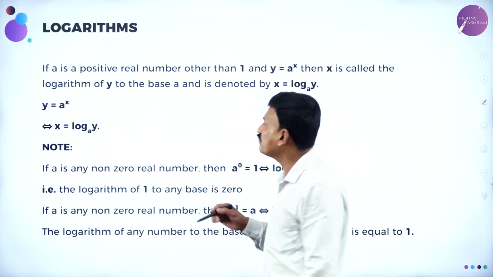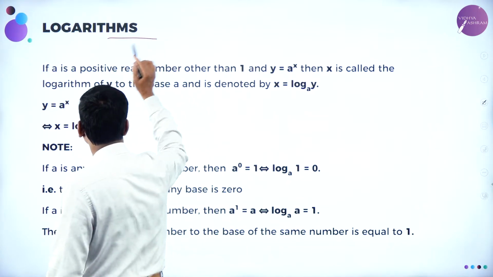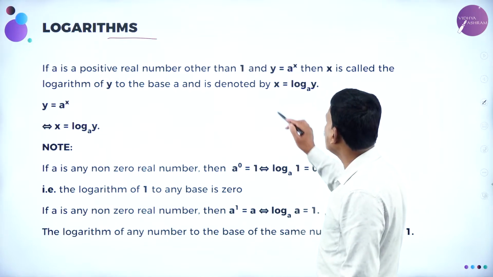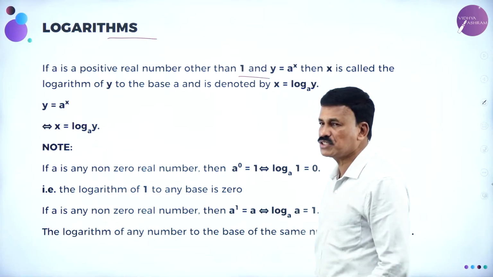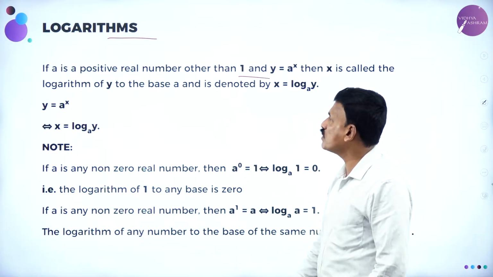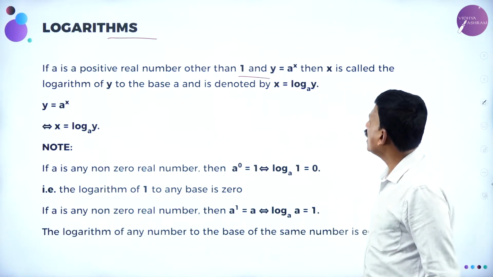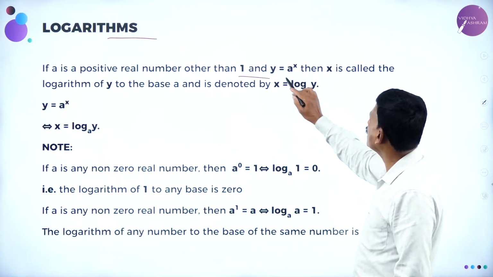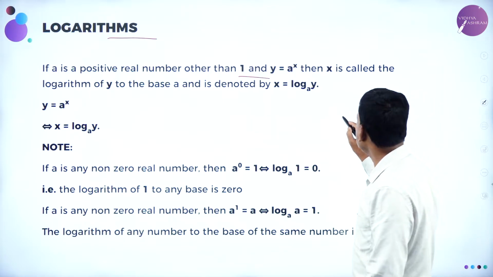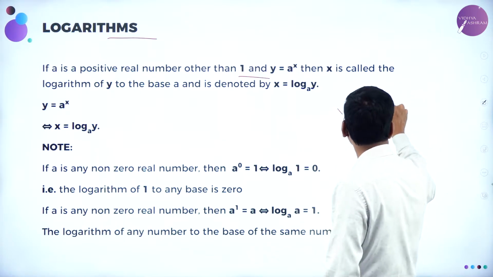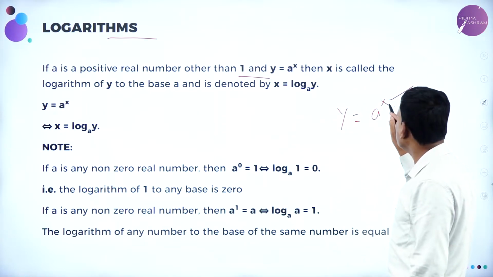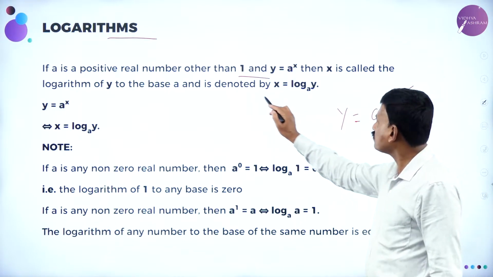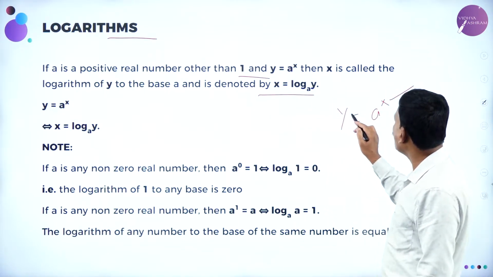Now let us go to the definition first. What is the definition of a logarithm? Suppose a is a positive real number other than 1 and y is equal to a to the power of x. Then this x is called the logarithm of y to base a, denoted as x is equal to log y to base a.